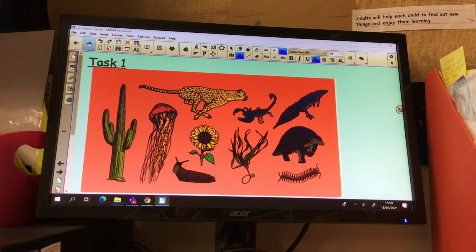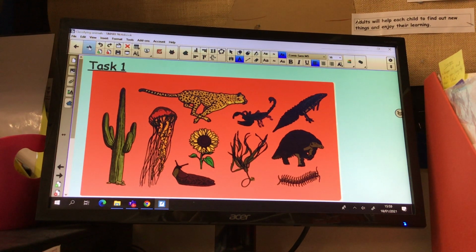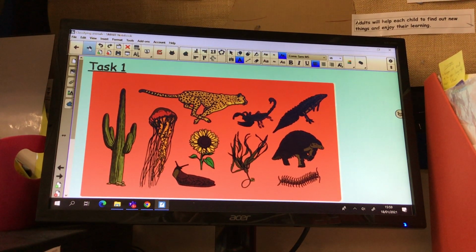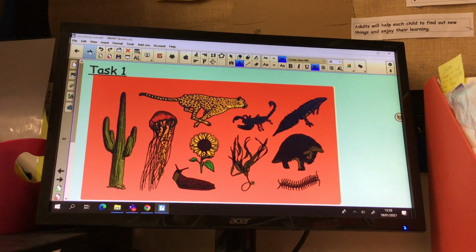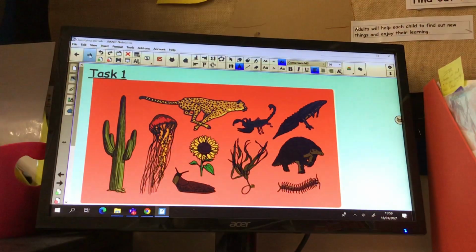Okay, so this is task 1. Have a little look at the pictures, and what I'd like you to do is pause the video now, and sort these into living things. How are you going to sort them?